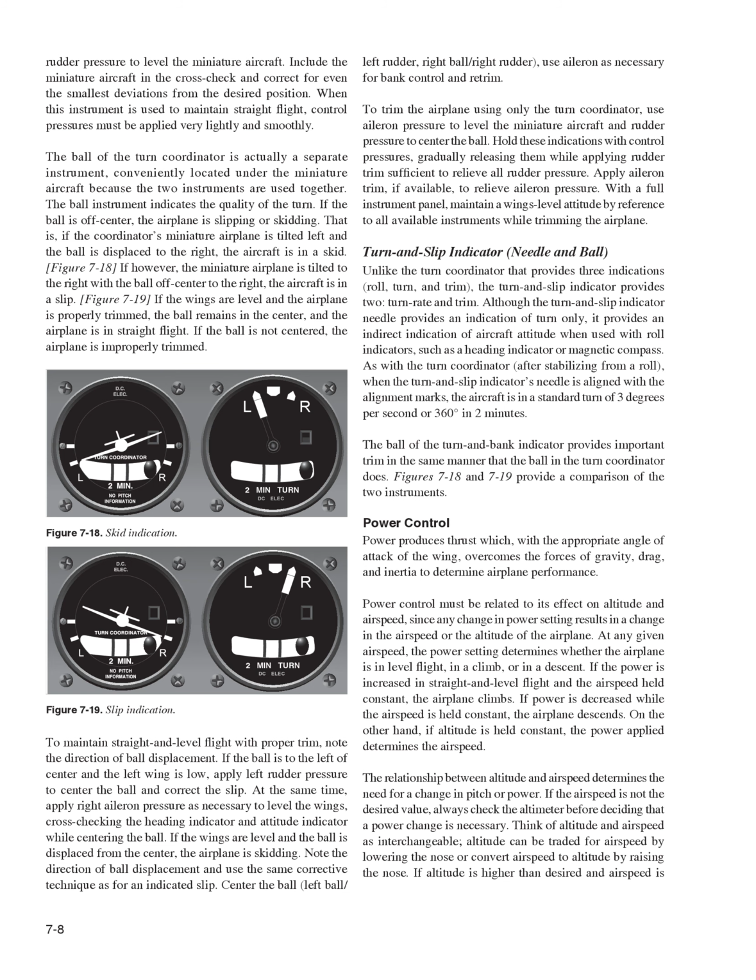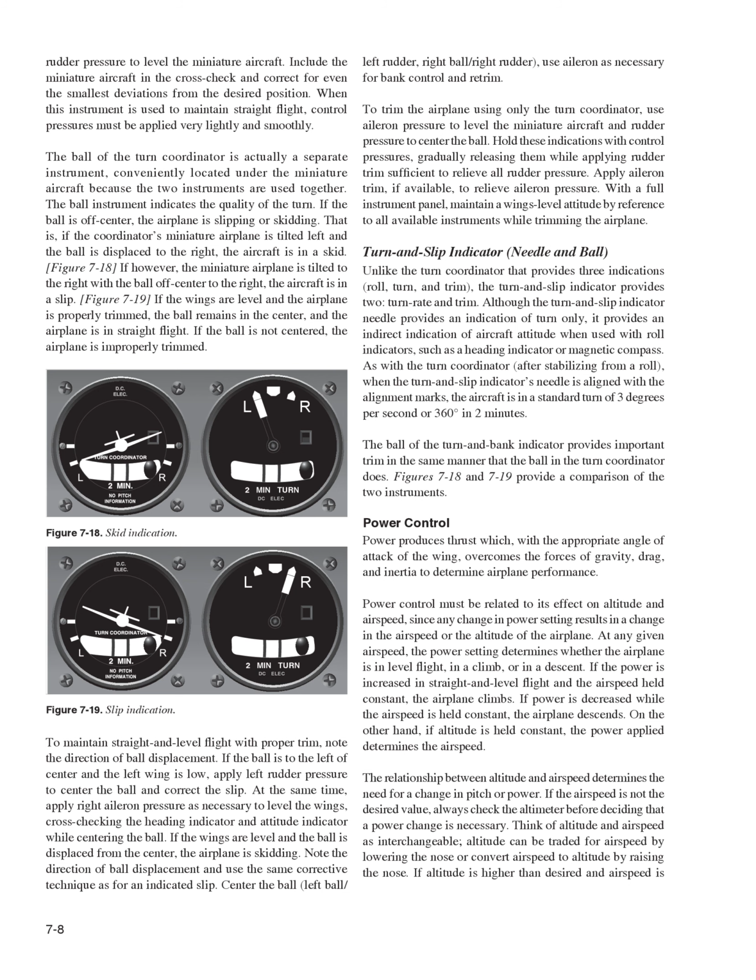The ball of the turn coordinator is actually a separate instrument, conveniently located under the miniature aircraft because the two instruments are used together. The ball instrument indicates the quality of the turn. If the ball is off-center, the airplane is slipping or skidding. That is, if the coordinator's miniature airplane is tilted left and the ball is displaced to the right, the aircraft is in a skid. Figure 7.18. If, however, the miniature airplane is tilted to the right with the ball off-center to the right, the aircraft is in a slip. Figure 7.19. If the wings are level and the airplane is properly trimmed, the ball remains in the center, and the airplane is in straight flight.